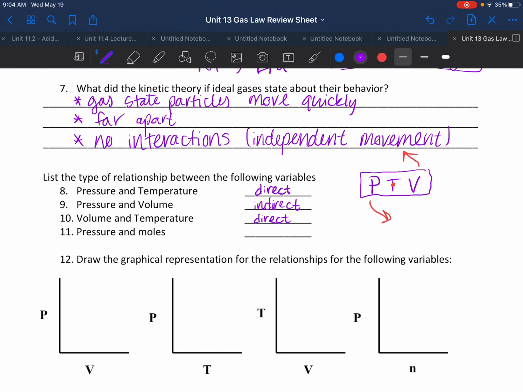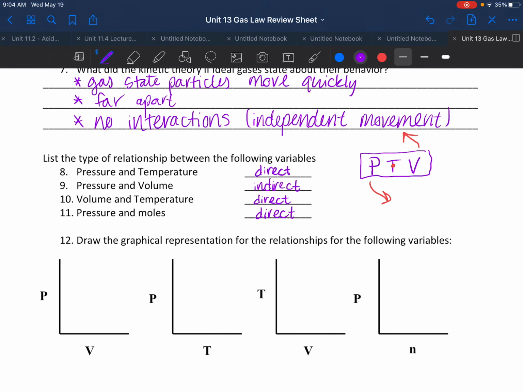And then we also talked about Avogadro's law, which is pressure and moles. This is also a direct relationship. And another way to think about it is if you think about adding moles, it's like adding stuff in a container. As you add more stuff, you'd assume that the pressure would increase because it increases those collisions against the container wall, which is pressure.